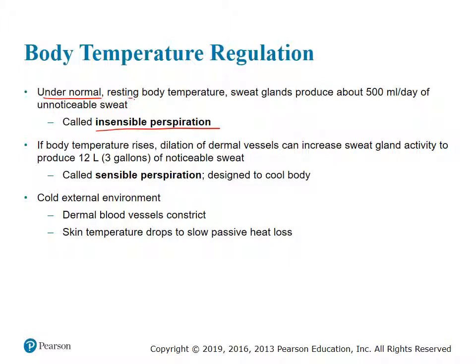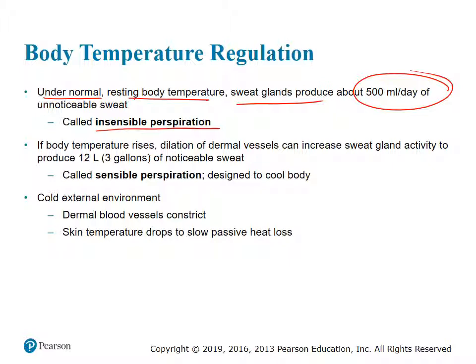So this is the resting body temperature. That's how much you produce that is unnoticeable. You don't even notice that you're sweating, but that's the sweat. We're not talking about just the forehead or chest or whatever. We're talking about all over the body. About 500 milliliters, half a liter, which if you measure that out, looks like a good amount, right? But that's spread out throughout the day, all parts of your body. So the unnoticeable one is the insensible.